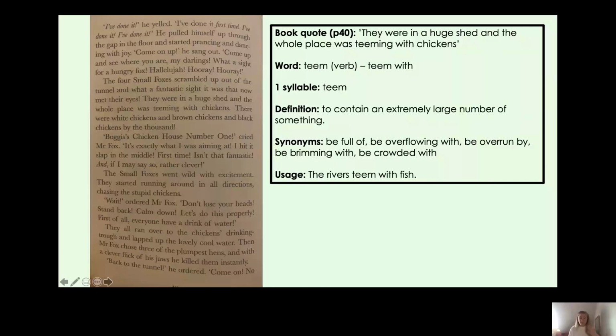It has chickens by the thousand. So there we go. That's what our verb teem means, okay, to teem with something. And it has one syllable. Would you like to clap it with me? 3, 2, 1, teem. Okay.